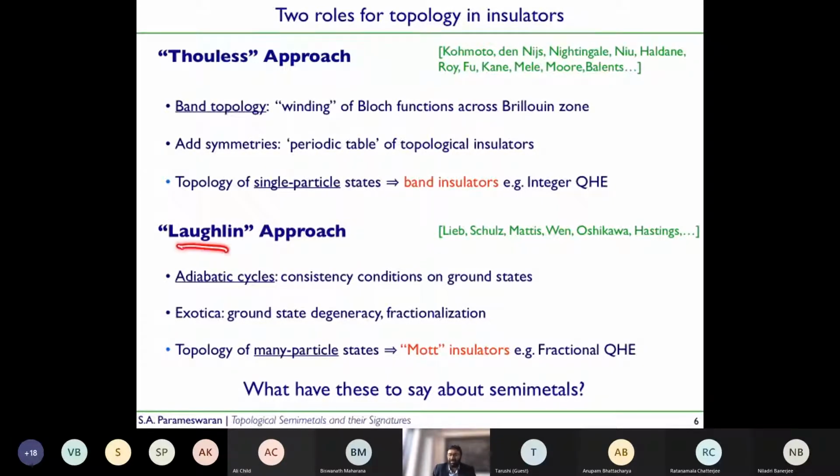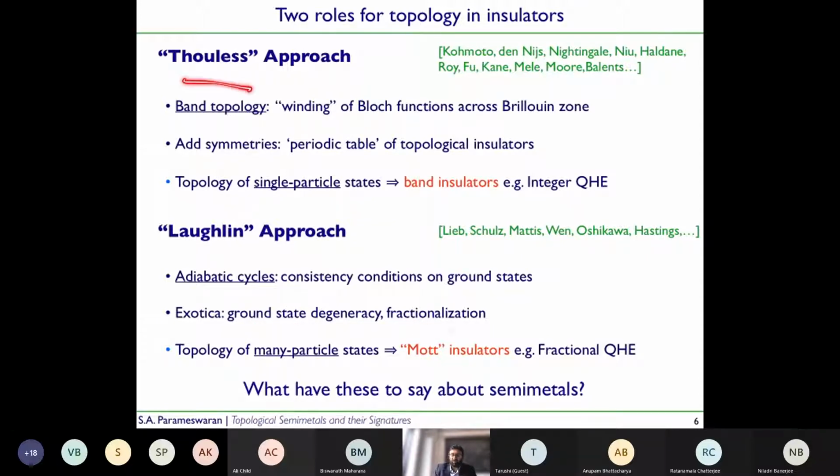Maybe a little less known, and I'll spend only a very little bit of time on it, but just to be complete and tell you that both aspects have a role to play, is what I'll call the Laughlin approach. What the Laughlin approach does is say, rather than think about individualized electronic wave functions and how they wind, it asks about how the entire many-body ground state evolves under some kind of adiabatic transformation. And what this lets you do is make some non-trivial statements about what kind of many-body ground states are acceptable in these complicated systems. And this actually leads to much more exotic phenomena, such as ground state degeneracies and fractionalization.